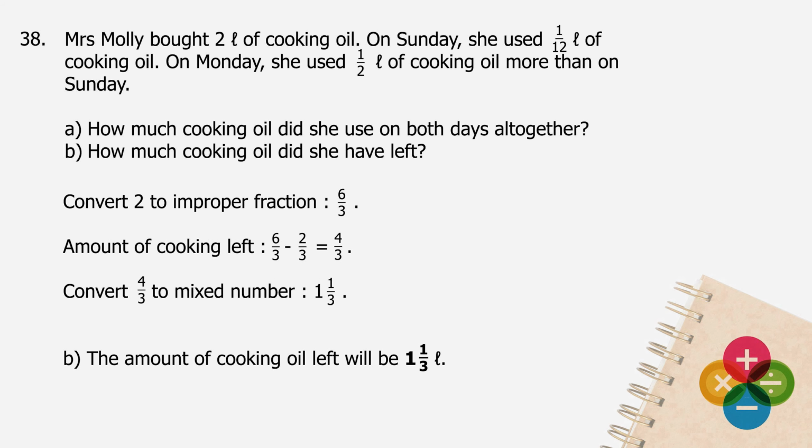Convert 2 to improper fraction will be 6/3. The amount of cooking oil left will be, subtract 2/3 from 6/3, and the difference is 4/3. Convert 4/3 to mixed number will be 1 and 1/3. B. The amount of cooking oil left will be 1 and 1/3 liters.